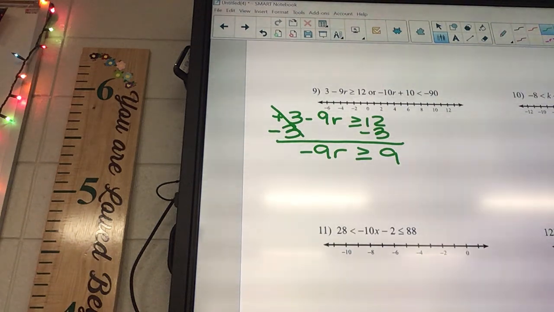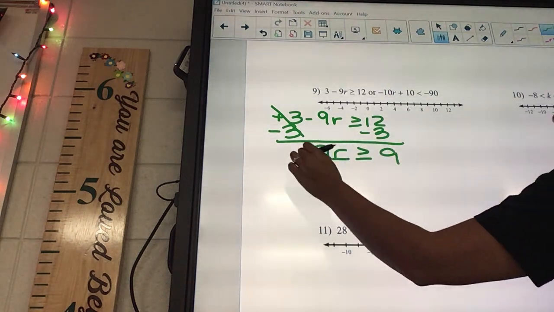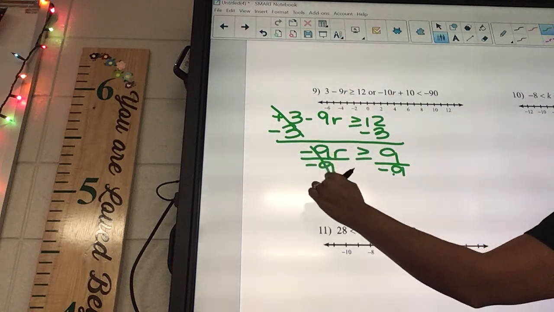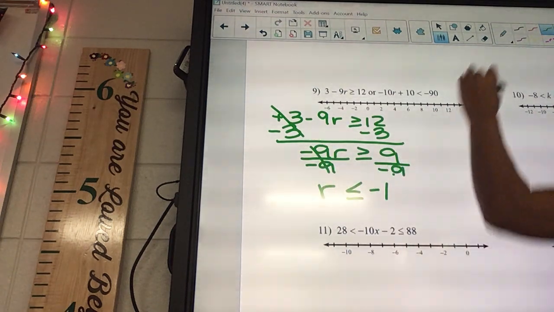Okay, and then what needs done? Divide by negative 9. And yes, we do need to flip the sign because this 9 here on the bottom is negative. Okay, so it's going to be negative 1.